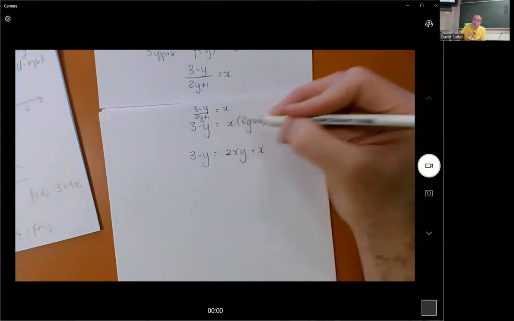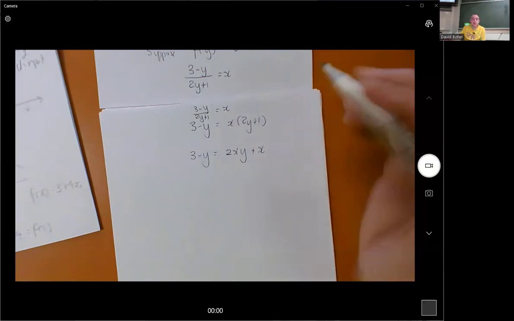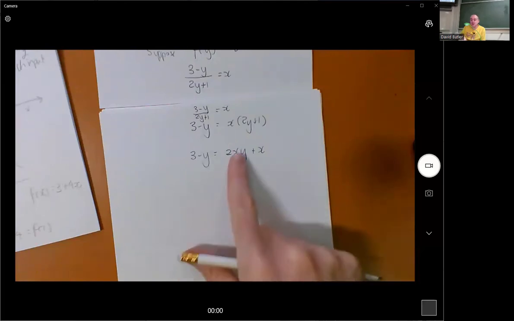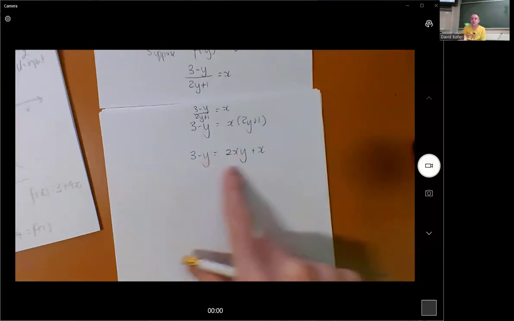And multiply this x by both of these pieces because that's how the distributive law works. And now I'm going to try and move all the y's together to be on the same side. It occurs to me that if I move this over here, it'll be a minus, and then there'll be lots of minuses flying around. So I'm going to move this one over here instead.